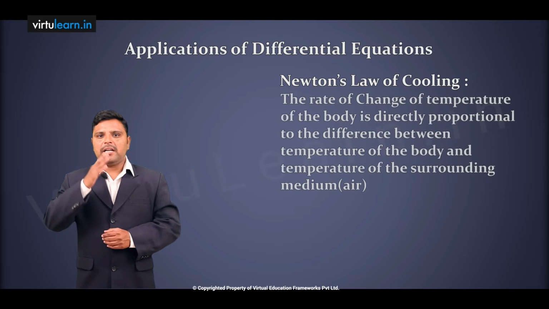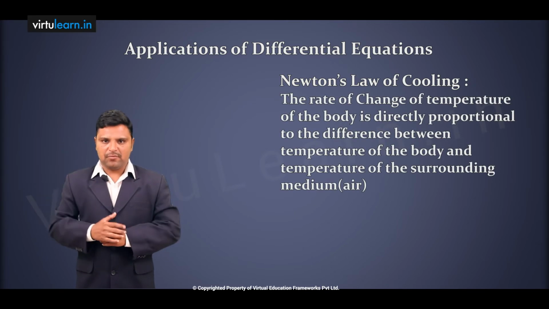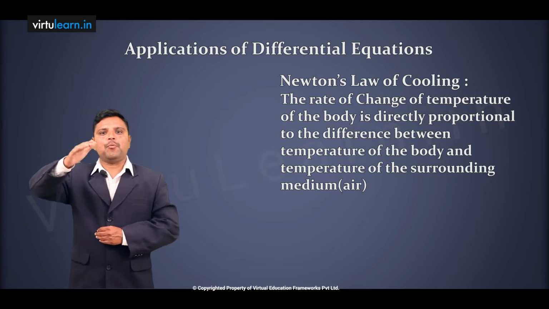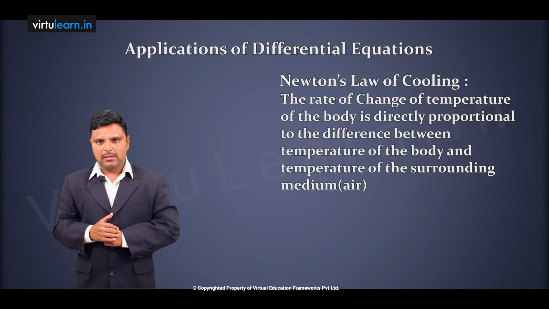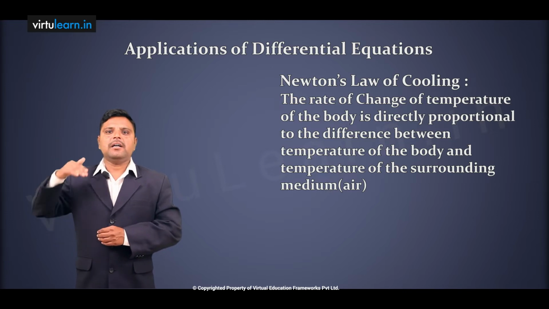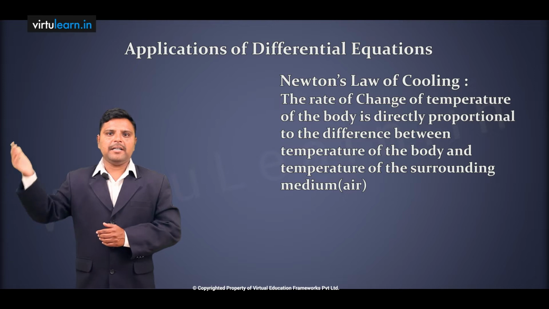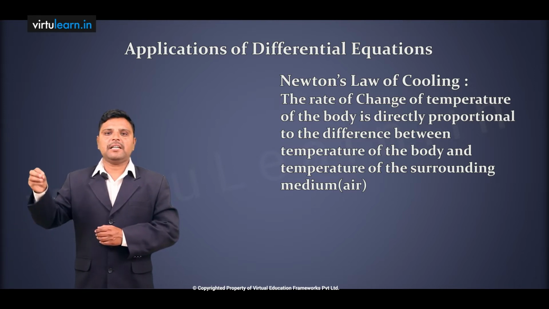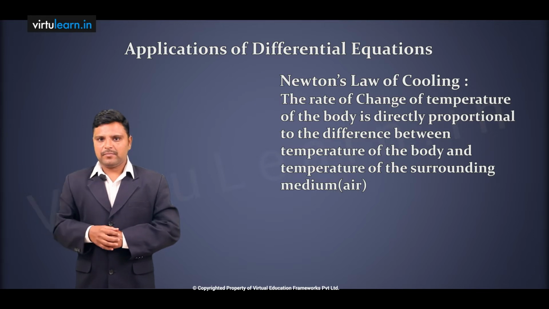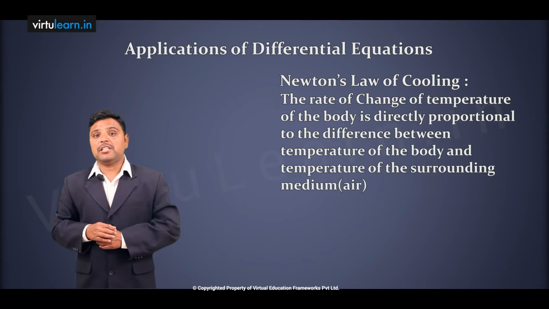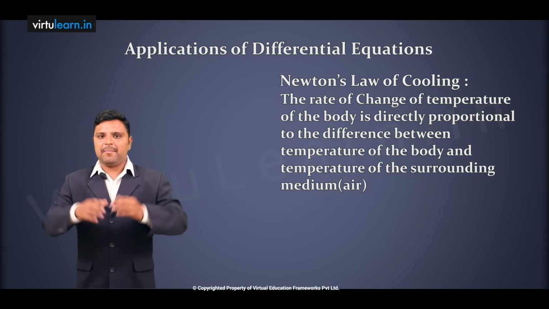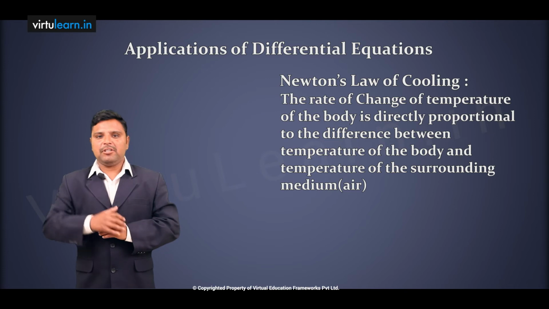Statement: the rate of change of temperature of the body is directly proportional to the difference between the temperature of the body and the temperature of the surrounding medium. Surrounding medium means generally we can consider the temperature of the air. The rate means every time with respect to time. By using this statement I am constructing that equation.